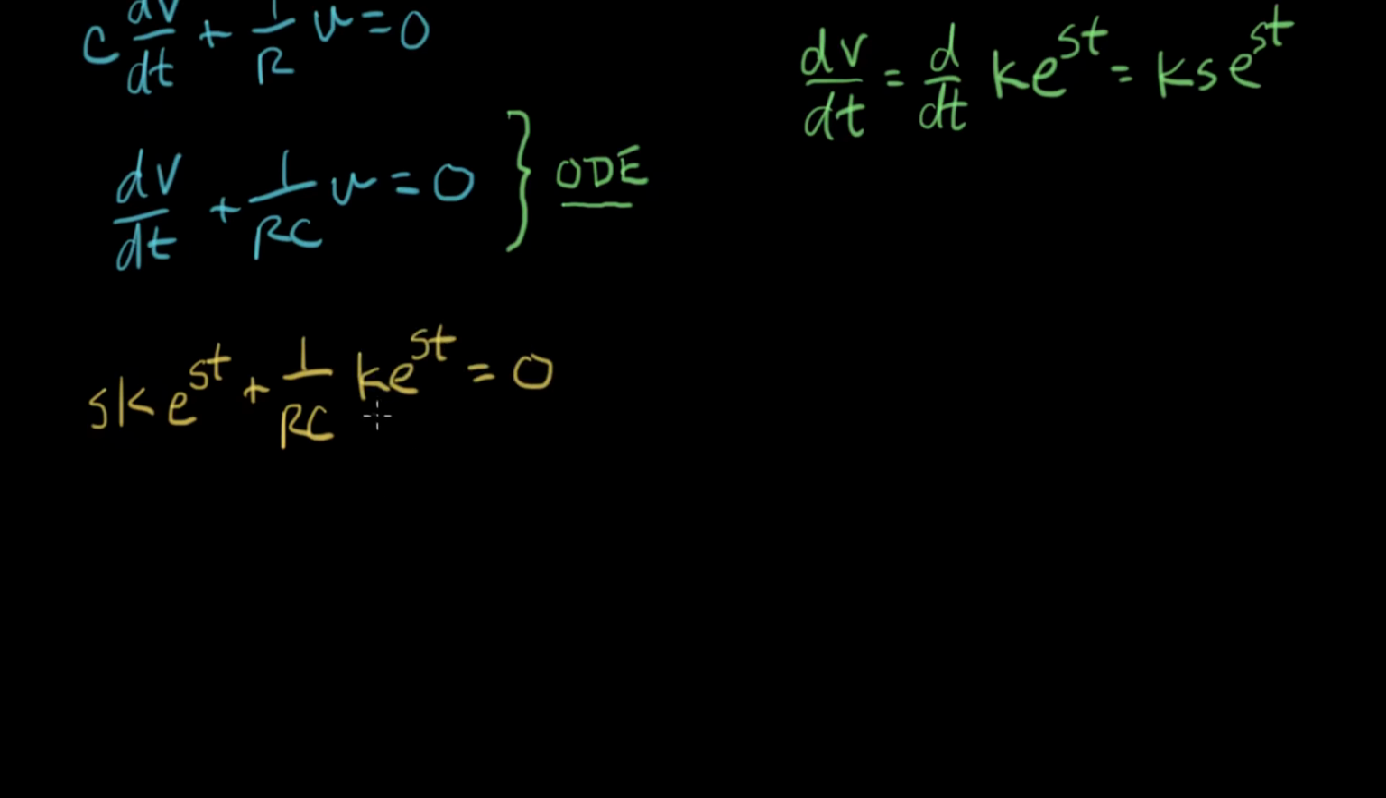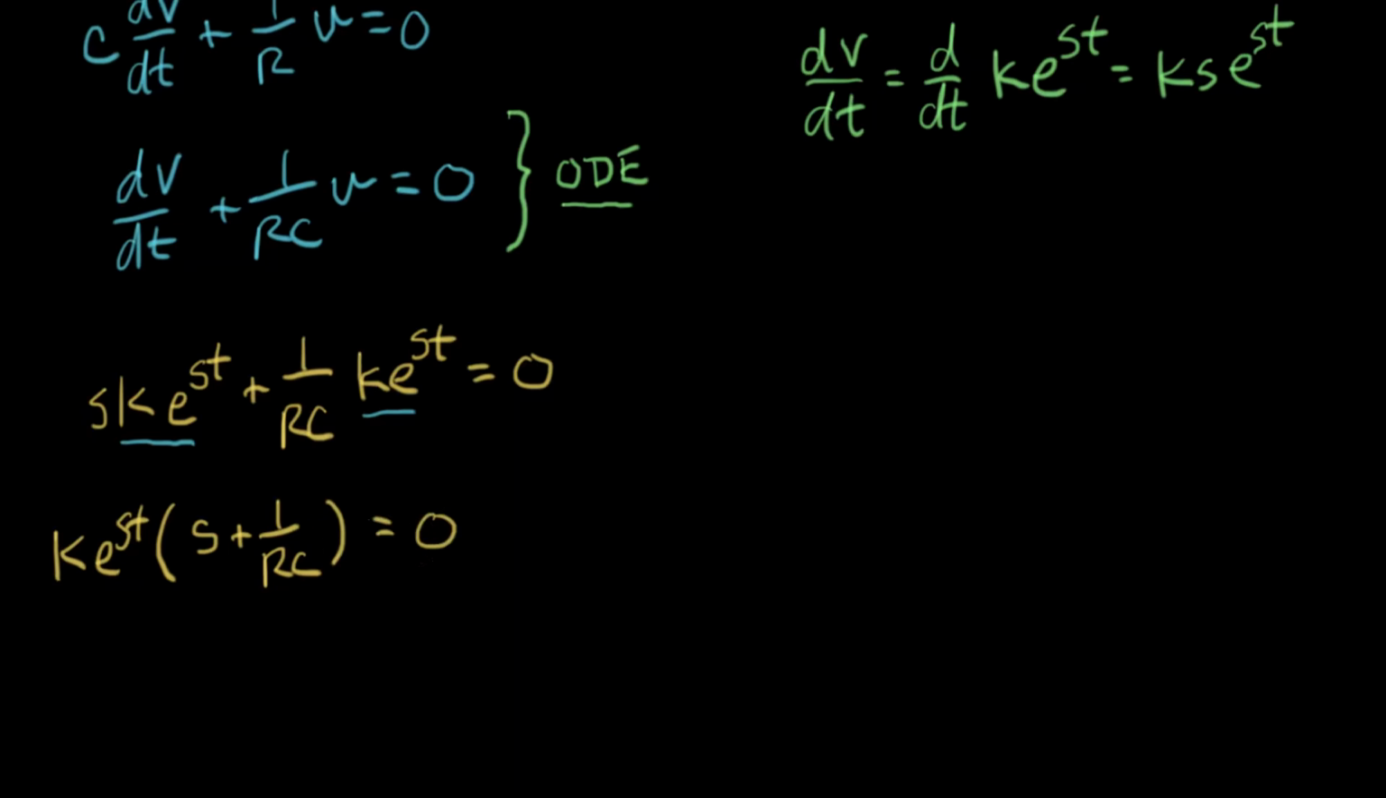Now I'm going to factor out the common term for each one of these. So now we get k e^(st) times (s plus 1 over RC) equals 0.